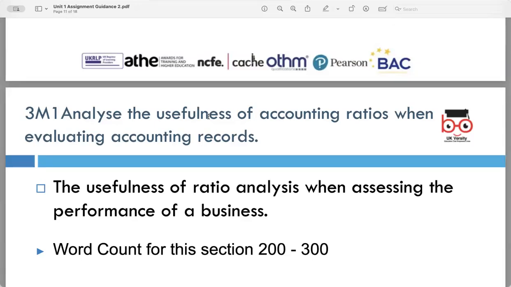Okay, so analyze the usefulness of accounting ratios when evaluating accounting records, the usefulness of ratio analysis when assessing the performance of a business. You will analyze the usefulness of ratio analysis in assessing the performance of a business. The word count for this section is between 200 and 300 words.